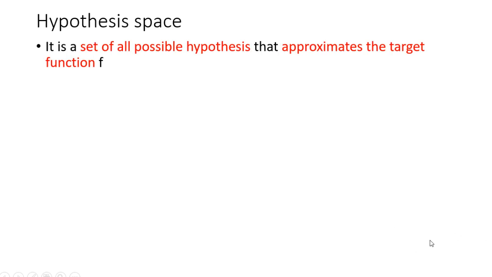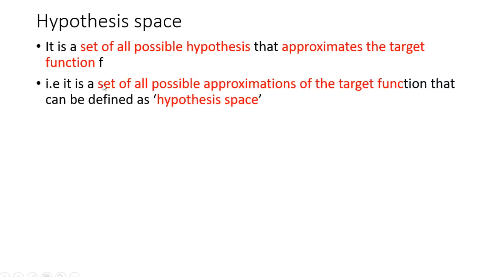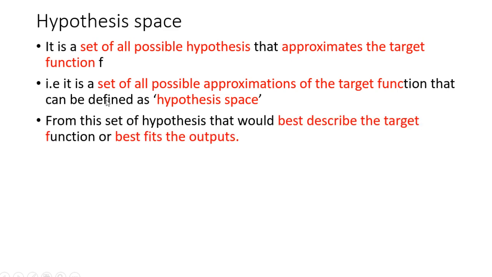So let's now learn about a different concept. What is hypothesis space? As the word itself says, it's a space. It is a set of all the possible hypotheses, small h, that approximate the target function f. So the hypothesis should always approximate the target function. Target function is nothing but your ideal function, right? So it is a set of all possible approximations of your target function, and all that is grouped together as hypothesis space.